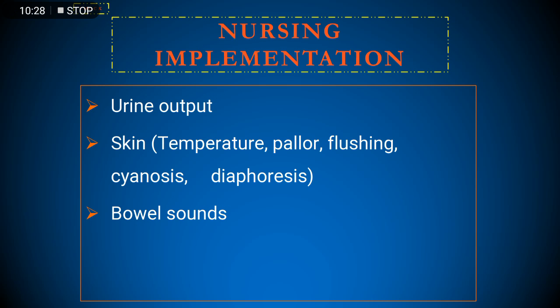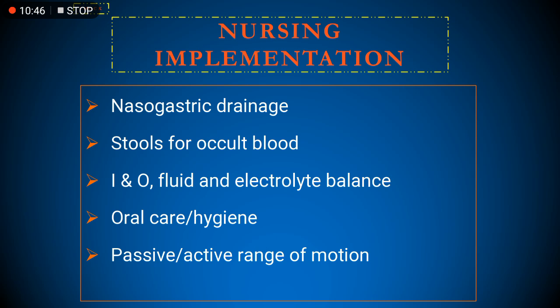It is also important to know and monitor urine output or the fluid balance, skin for temperature, change in color, and then perfusion as well, like diaphoresis and assessment of bowel sounds. Nasogastric drainage might be ordered, and then stool for occult blood can be tested, I&O and fluid and electrolyte balance, as well as oral care and hygiene, and of course, passive active range of motion.